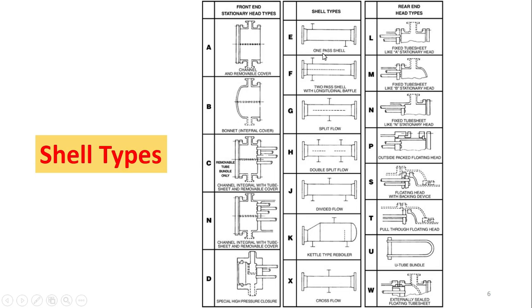Such as the one pass shell, which is represented by E, right? And the two pass shell with longitudinal baffle, which is represented by F, and the split flow, which is represented by G, right? So this is the classification of the front head and the rear head with the shell types depending upon the flow directions, and it is associated with different nomenclature. So you must go through the nomenclature of different shell types.